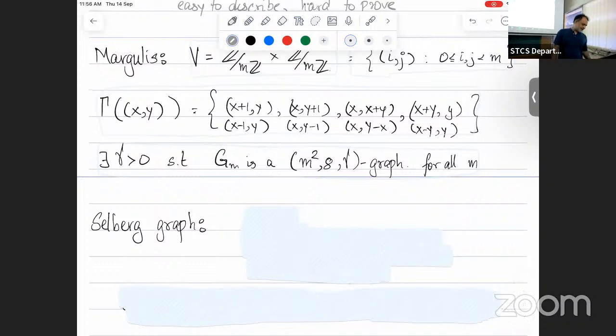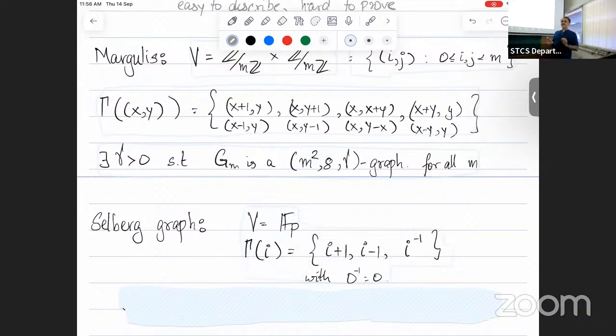Okay, so then there's this other graph, which is one of the easiest to describe. I don't think it's called the Selberg graph, but I'm going to call it the Selberg graph. So the set of vertices is just the residues mod p, where p is a prime, and it's a 3 regular graph. The neighbors of i are just the following: i plus 1, i minus 1, and i inverse. Now, obviously, 0 inverse doesn't make sense, so we'll just assign 0 inverse to be 0. Okay, so this is a 3 regular graph.